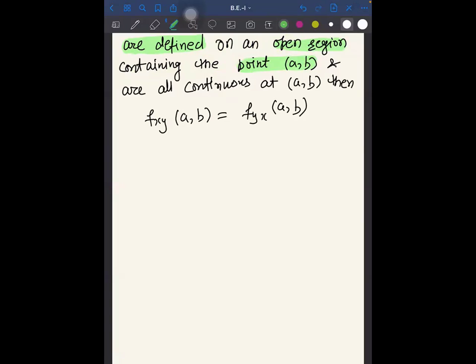Secondly, they all are continuous at point (a, b). So if they are continuous at point (a, b), then we say that these mixed derivatives are equal. But as I'm telling you, we will not be facing those conditions where these two things are not equal. So most of the time they are equal, right? Are you getting this? Is it fine? Yes, sir.